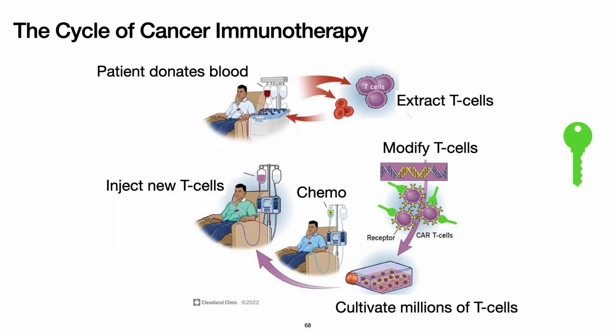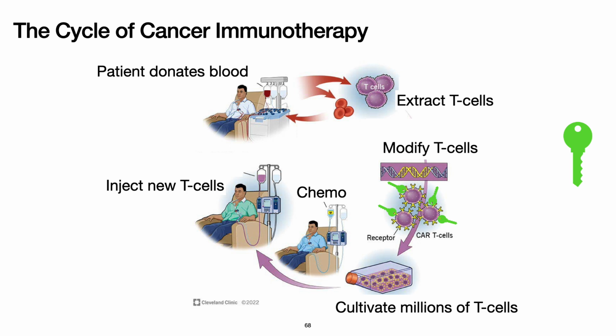It starts with a patient donating blood, and you extract immune cells, the T cells, from there. And in a factory, you modify the T cells, meaning you add this new key. And now the immune system is equipped with this new weapon, and this new weapon is injected back into the patient's body.